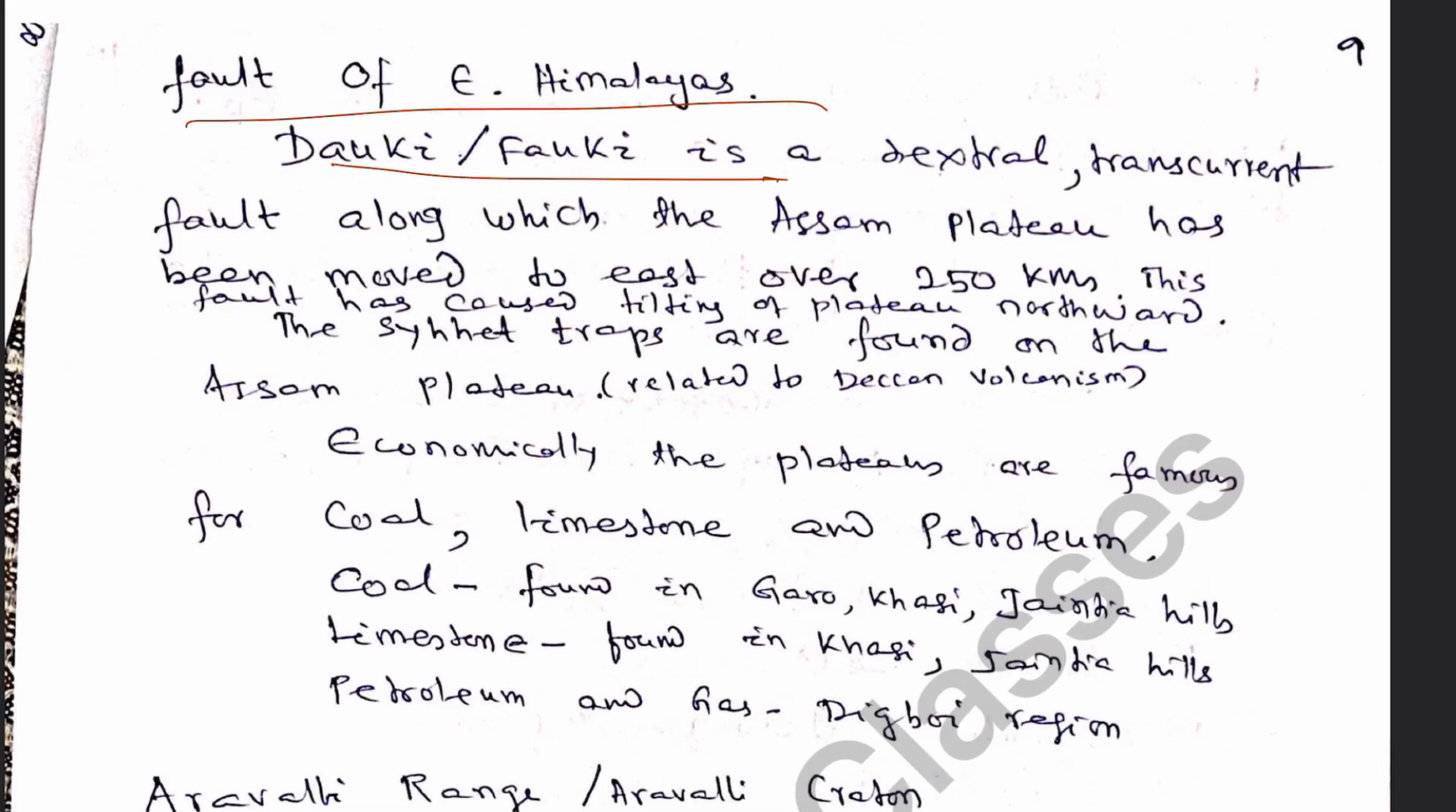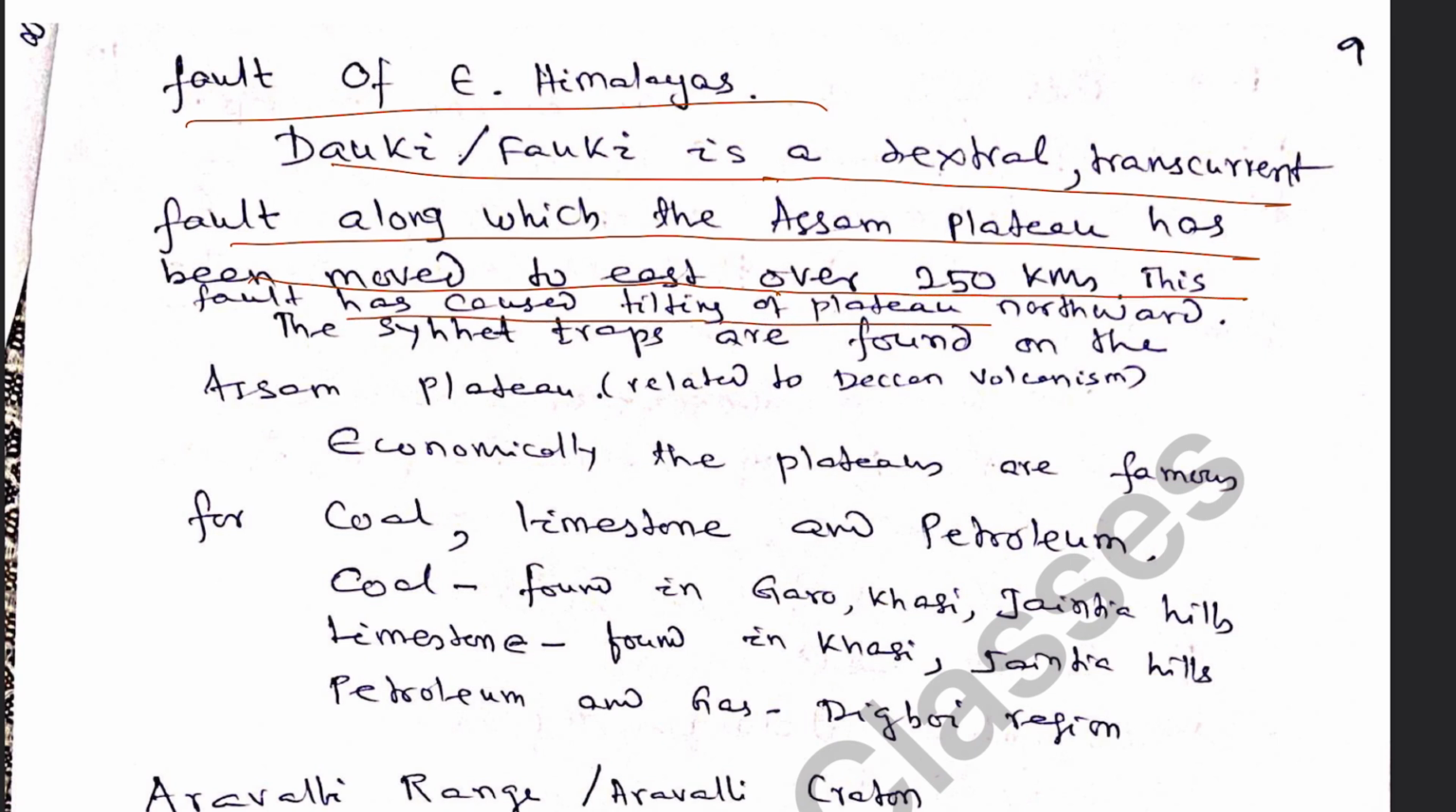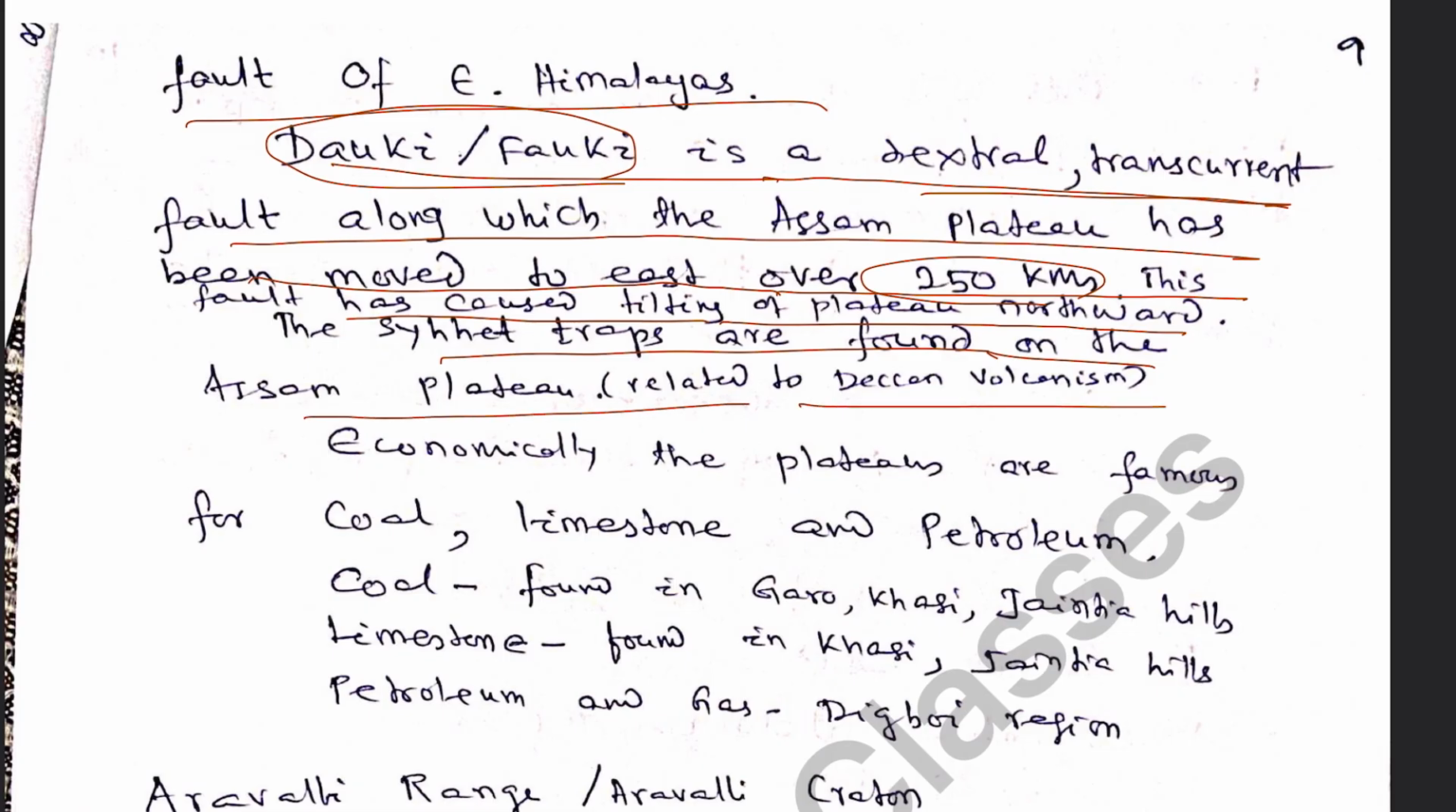The Dauki fault is the dextral transcurrent fault along which the Assam plateau has been moved to the east over 250 kilometers. This fault has caused tilting of the plateau northward. So this is the dextral transcurrent fault that has drifted the Assam plateau over a length of 250 kilometers and has made the plateau tilt northwards. And the Sylhet traps form a part of the Assam plateau and are related to Deccan volcanism.